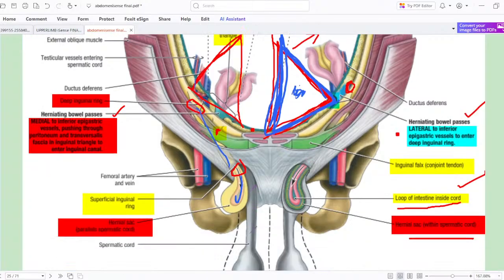What is the content of the inguinal canal in case of female? Round ligament and ilioinguinal nerve. Round ligament of what? Uterus or ovary? Uterus.